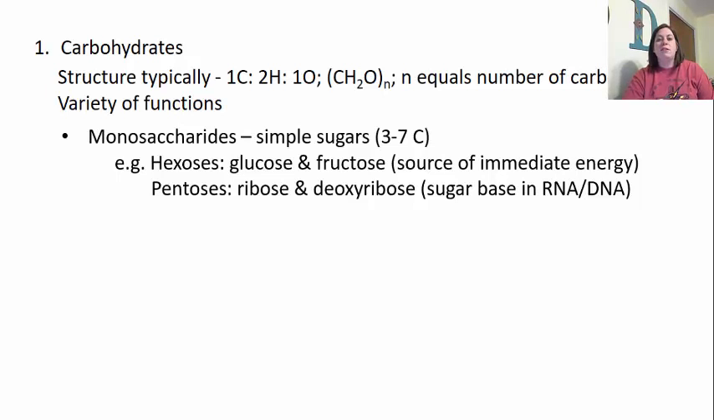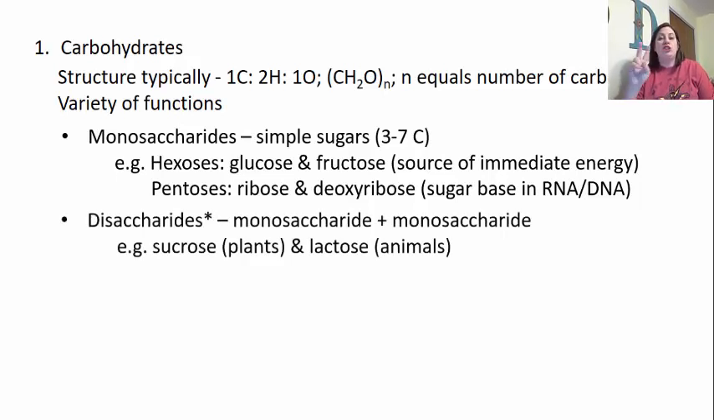Now, when we look at carbohydrates, they have a variety of functions. Monosaccharides are the simplest sugars. They normally have a ring of 3 to 7 carbons. Some examples of the hexoses are going to have 6 carbons to them. These are glucose and fructose. The glucose especially is our source of immediate energy. It's what your body prefers to use to get energy. However, fructose is a close second. Pentoses are going to have 5 carbons to them. This is ribose and deoxyribose, which are the sugars important in DNA and RNA.